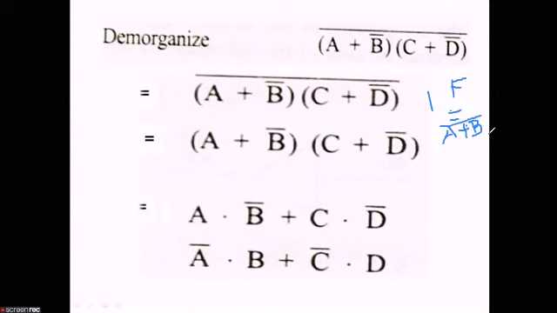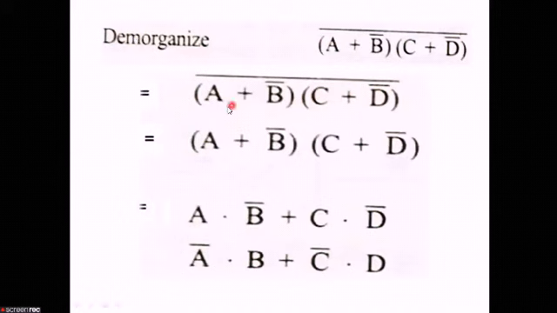Whenever you are told that you have to demorganize the function f, only then do you have to give a bar here. What is f? F is a function, and the expression of f is equal to A plus B. This is a very important thing about demorganization: whenever you are told to demorganize, you have to give a bar.